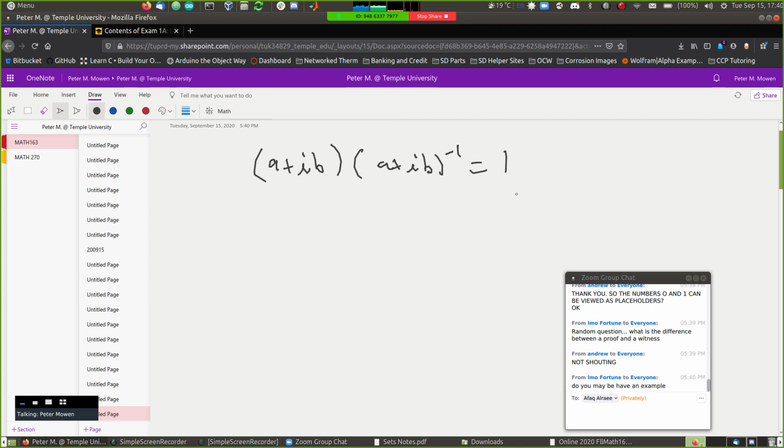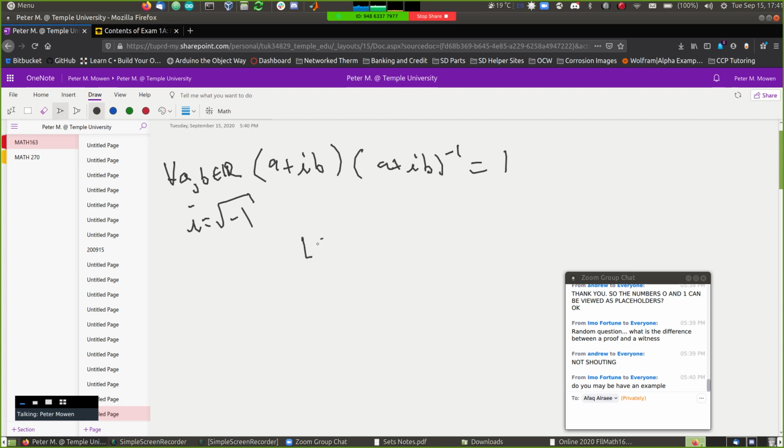If I wanted to prove this, I would have, for every A, B in the real numbers, prove that this is true. First of all, if I didn't think it was true, I could try to find some A and B, where i is equal to the square root of minus 1, where this wouldn't be true. Or if I did think it was true, I could provide a proof.